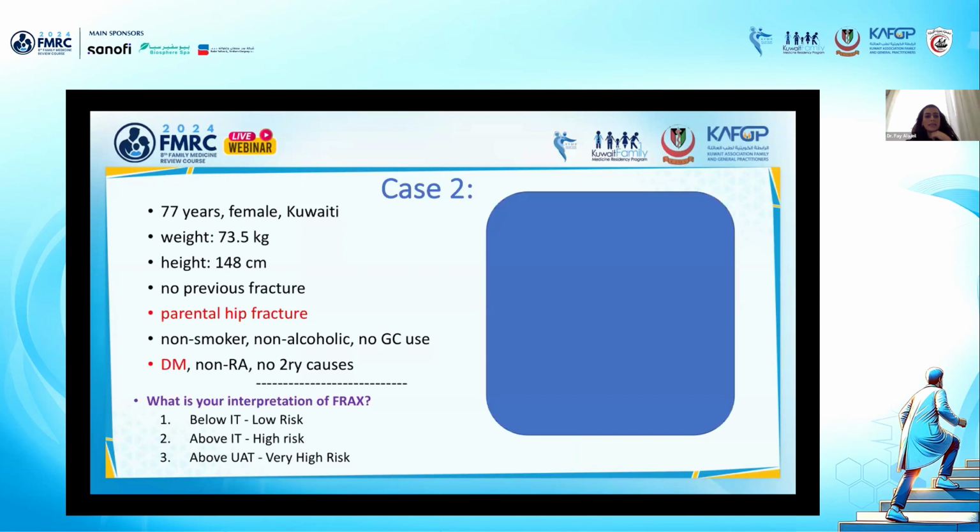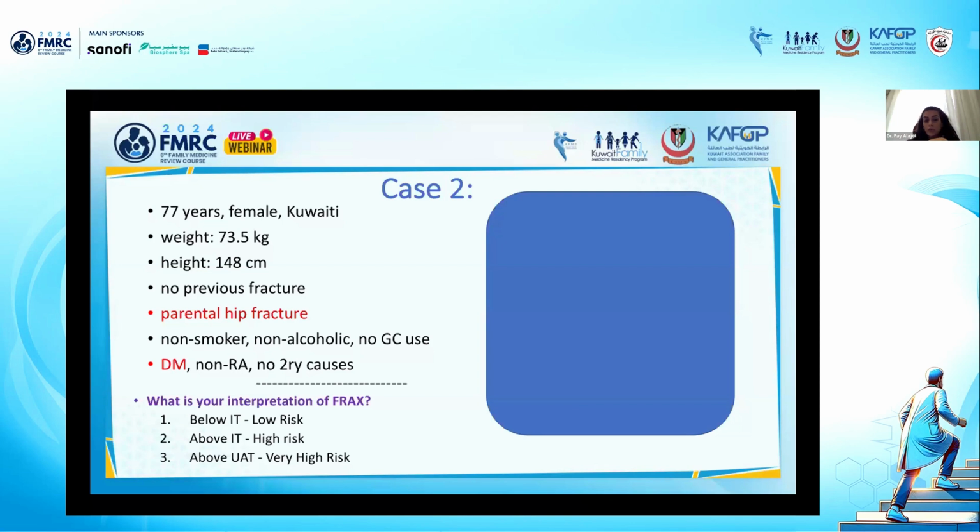Okay, case number 2. This is a 77 years old female Kuwaiti, weight is 73, height is 148. So the risk here is the patient has a parental hip fracture, so you will tick yes, and the patient is diabetic, so you will tick yes for the rheumatoid arthritis. Okay, so if we can have the poll, please.